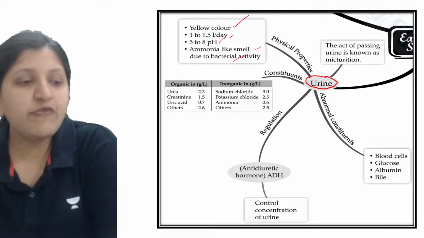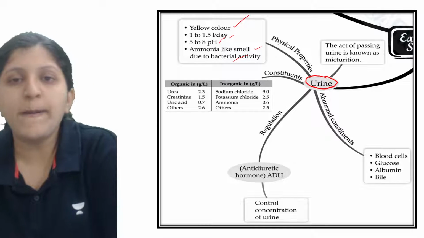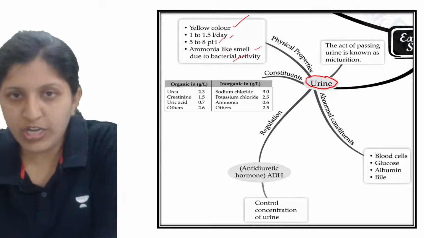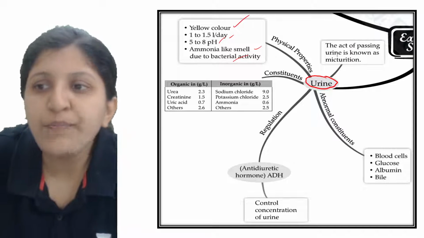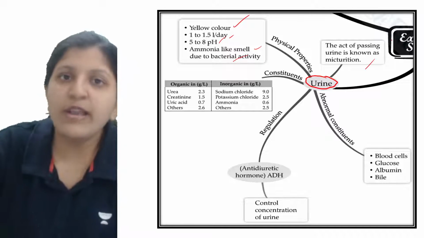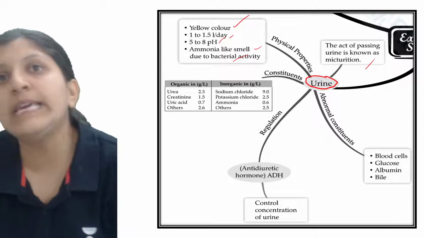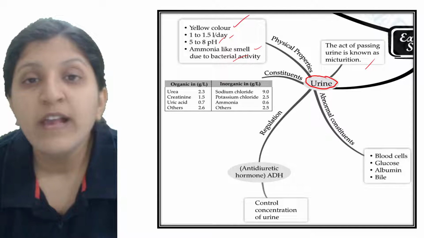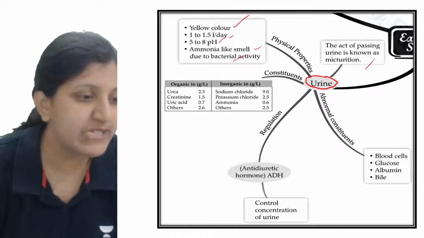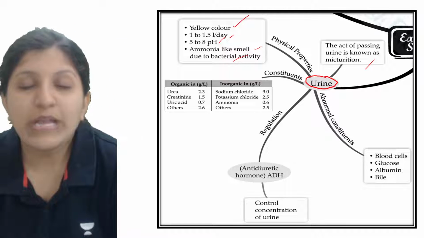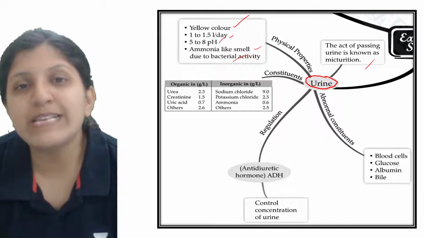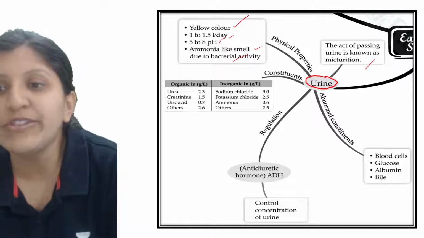Then what exactly is micturition or urination? It is the act of passing urine, which we call micturition. Under an impulse from the brain, the sphincter muscle relaxes. Once the sphincter muscle relaxes, micturition or urination occurs.